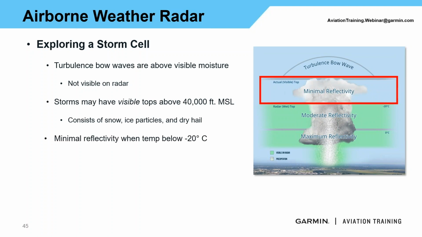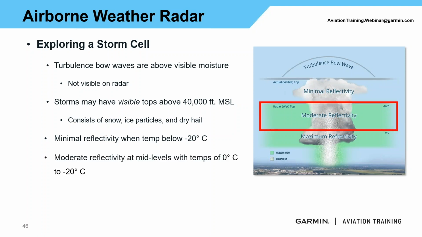Next up, we have the minimal reflectivity. So anything above that -20 line. So higher altitudes than the -20, it's going to be minimal reflectivity. If something is -20 degrees or colder, it's going to be very, very cold and probably frozen. Therefore, it's not going to be displaying very easily on your weather radar.